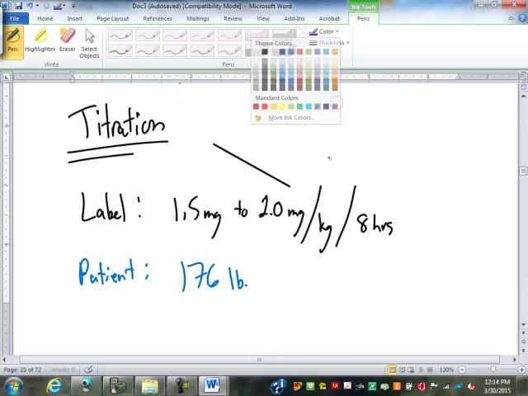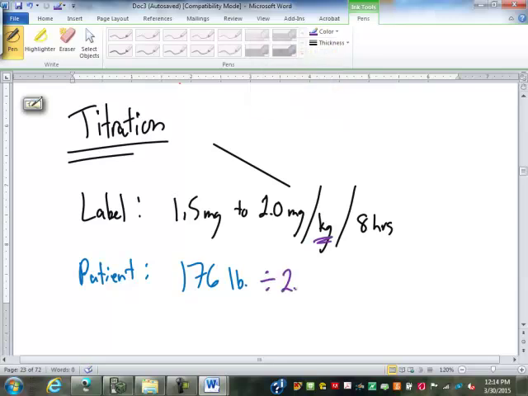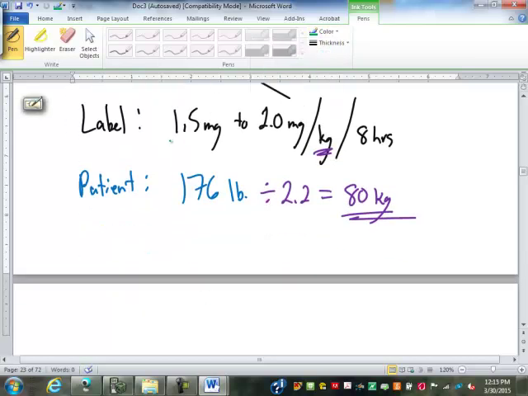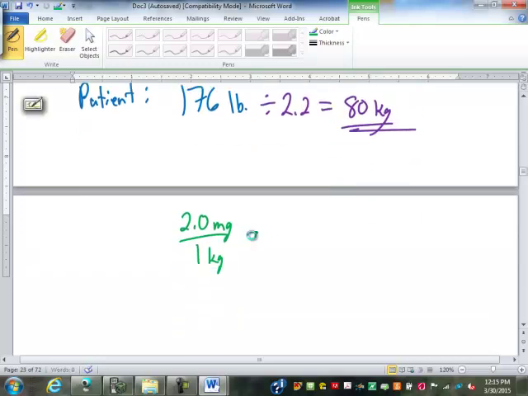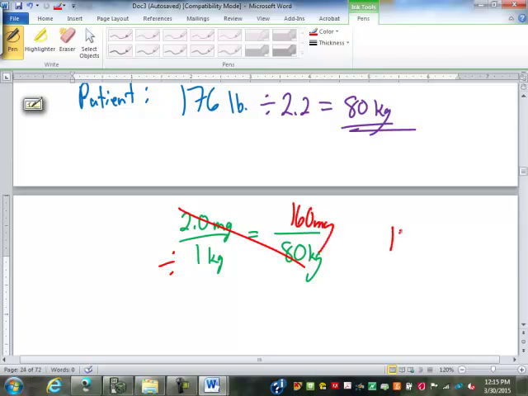Well, first step, since this is given in kilograms, this has to be changed to kilograms. We divide by 2.2, we get 80 kilograms. So, we can pick either one, either the minimum or the maximum dose. Doesn't really matter. I'm going to use the maximum dose. 2.0 milligrams per 1 kilogram. Again, ignoring the time for now, but making sure we keep track of it for later. 8 hours. How much is that for 80 kilograms then? We cross multiply and divide, get 160 milligrams. So that's 160 milligrams per 8 hours.